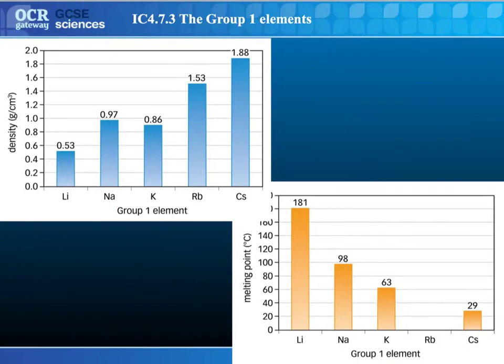The first one here shows density. As you go down the periodic table, the metals become more dense, but they're all very light. The first three floating in water because the density is less than 1. In the second graph you can see melting point. Lithium has the highest melting point, and the melting point gets lower and lower and lower. Cesium would probably melt in your hand. However, you wouldn't want to put it in your hand because it would react with the sweat on your hand.